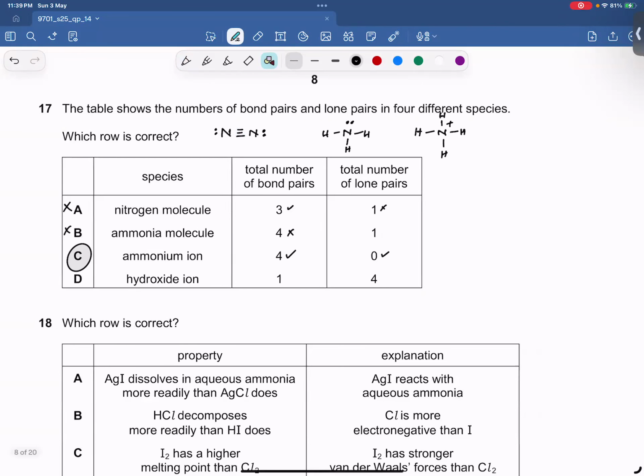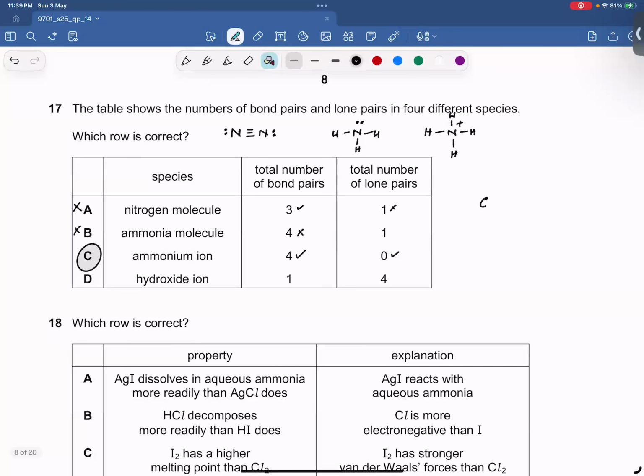Hydroxide ions. Let's talk about hydroxide ions. This is the OH negative ion. Now, oxygen has 6 valence electrons: 1, 2, 3, 4, 5. This one is 6. And that electron is absorbed from somewhere else during the reaction. So technically, it has 3 lone pairs. Examiner is saying 4, which is wrong. By the way, this one is right because 1 is always there. So it's wrong, okay?